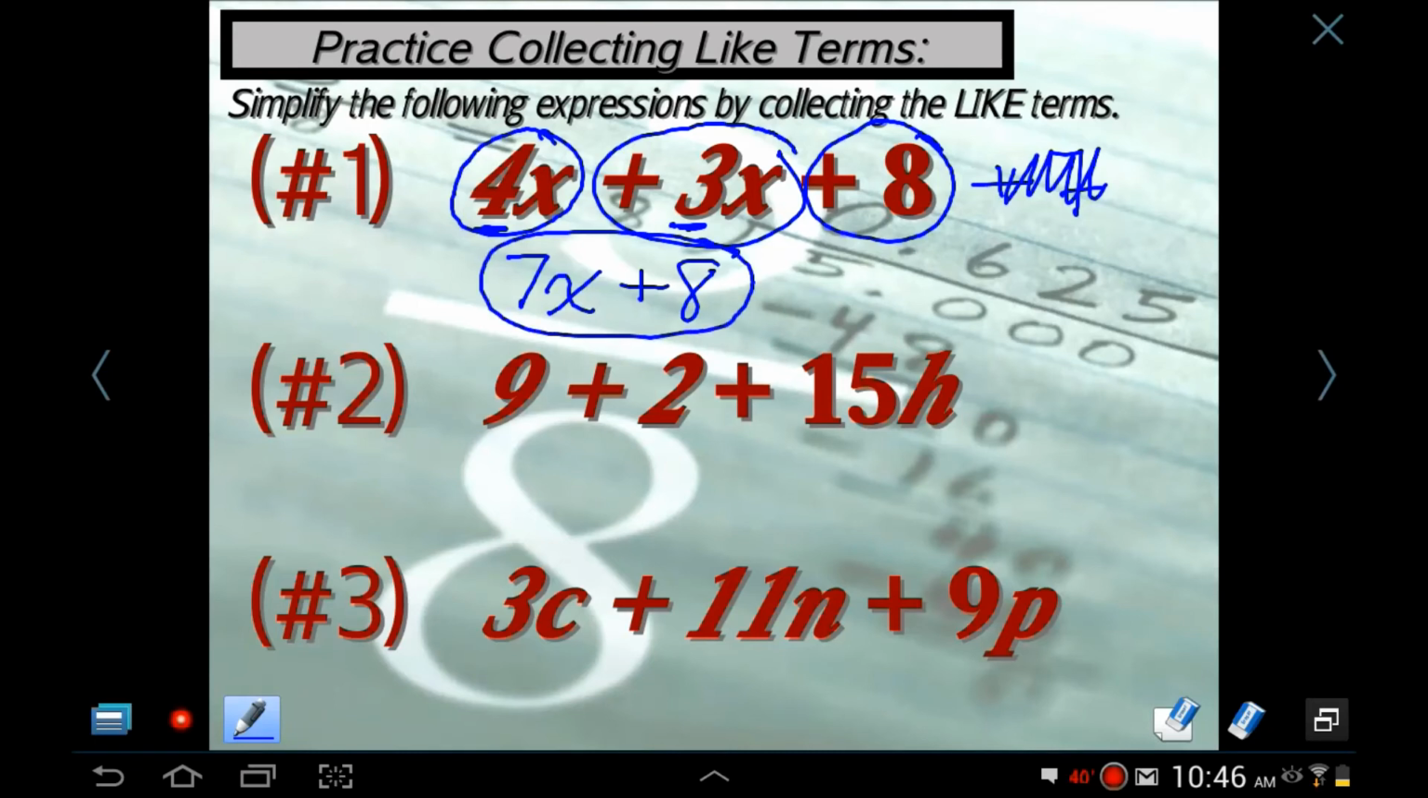I know that does not seem like an answer, but that is your answer. We have simplified that expression, just like a fraction gets simplified to lowest terms. We have simplified this expression into simplest form.